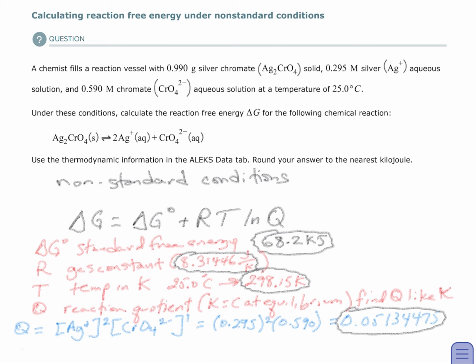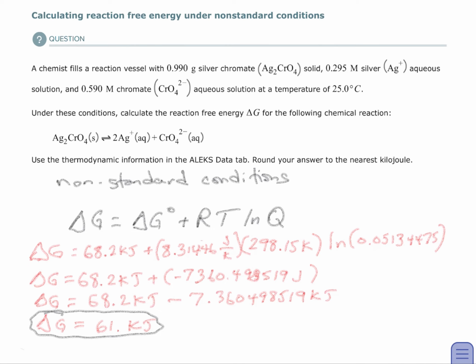So I look at the balanced equation, I look at the products, and I see that I've got 2 moles of silver ions. So it's going to be the molarity of the silver ions squared times the molarity of the chromate ion. Okay, and that's going to be to the first power because its coefficient is 1. Then I'm going to divide by the reactants, but the reactant in this case is a solid. So I ignore it. So the Q would be just like K. Solve for Q, and then fill everything out.